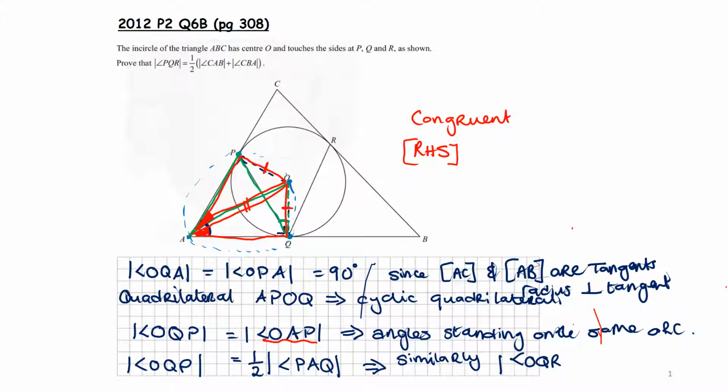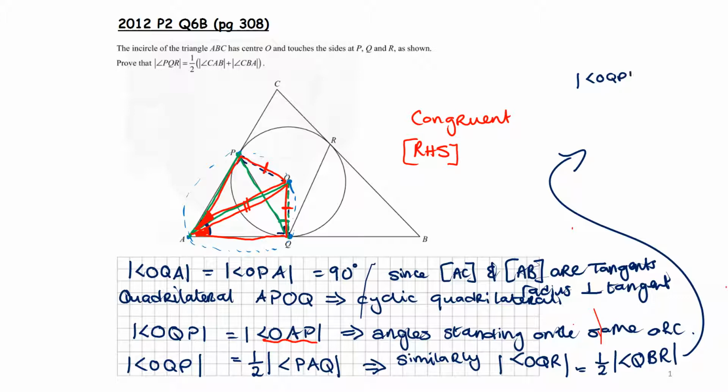So we know that OQR is equal to half of QBR. It's the exact same logic. Apologies, I've just run out of space. So adding that, angle OQP plus angle OQR will equal a half of PAQ plus a half of angle QBR, and cleaning that up.